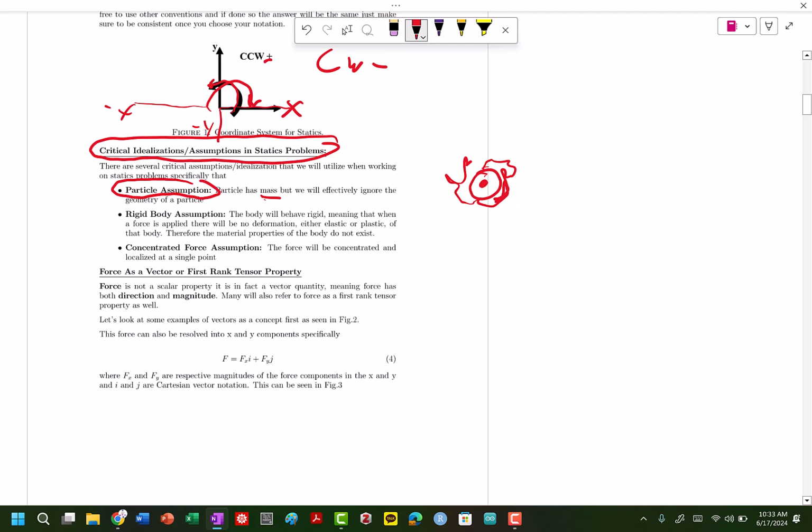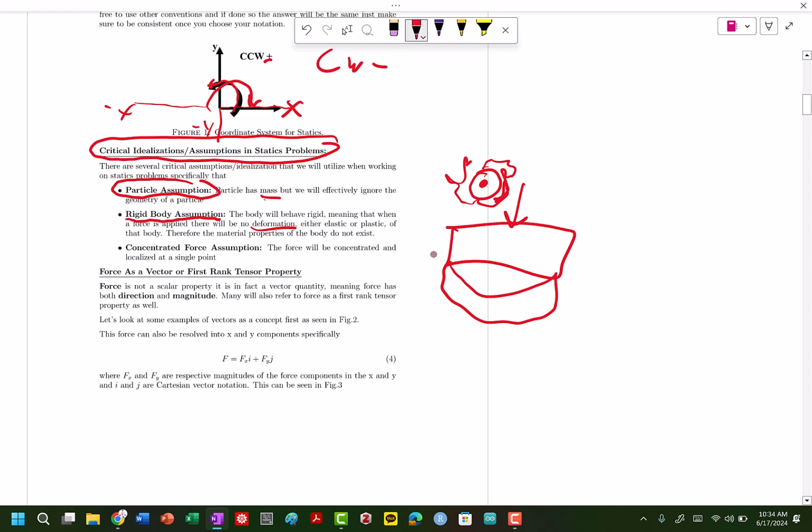There's going to be essentially some mass to this problem. One of the big critical assumptions that we're also going to make is a rigid body assumption. When we say rigid body, the body is rigid so that when there's a force applied to our body, for example a beam, we are going to assume that there's going to be no deformation. Our beam will not deflect. That's a big assumption that we're going to make in statics problems.